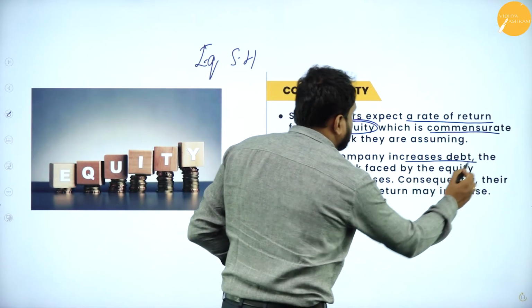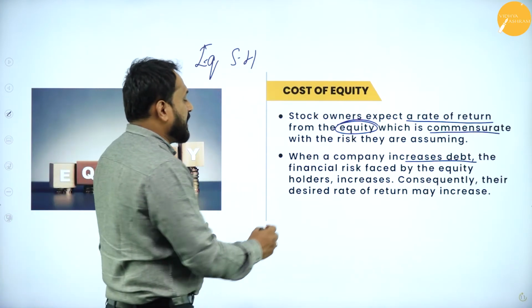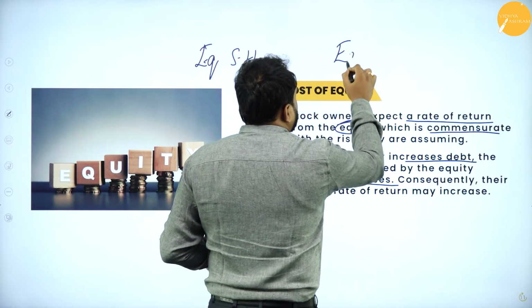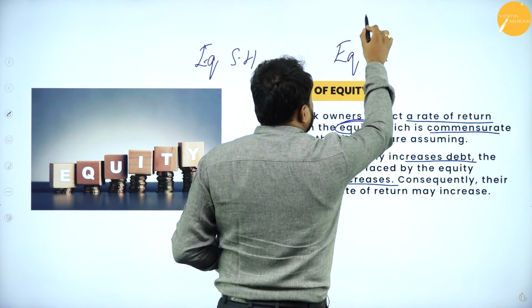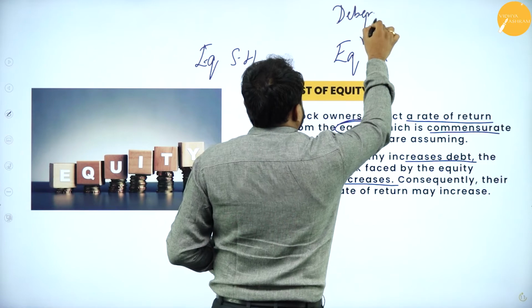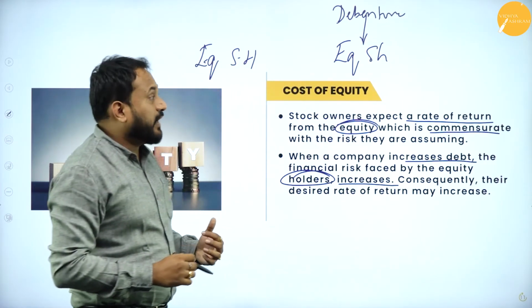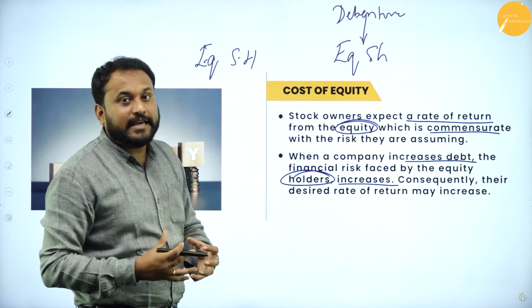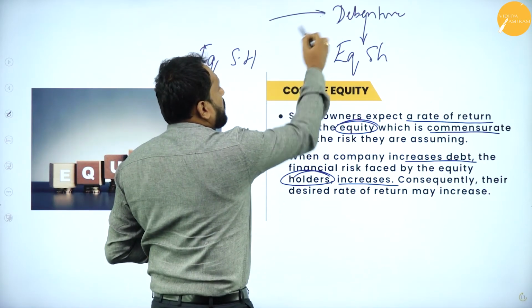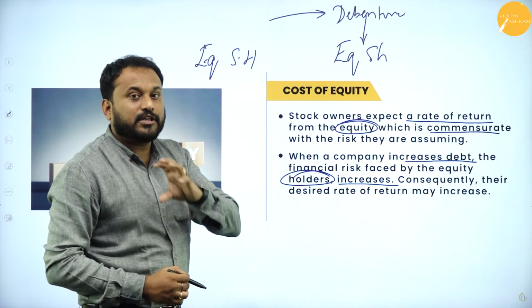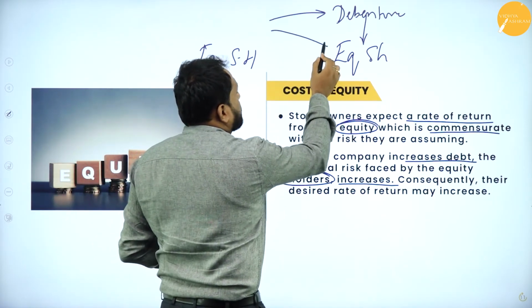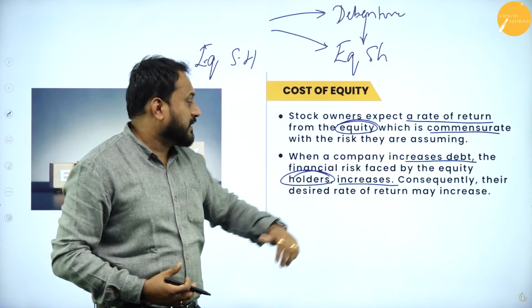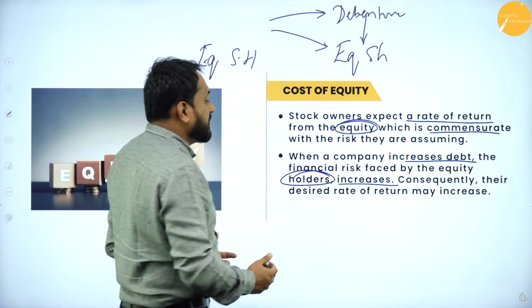When a company increases debts, the financial risk faced by the equity holder increases. The reason is, see, the equity shareholder will get the money only after the debenture holders, right? When debenture holders are more, even if the company is making profit, they have an obligation: they need to pay the debenture holders first. Later, if anything is saved, it goes to the equity shareholders. So there is a lot of risk if the debts are more, right? Consequently, their desired rate of return may increase.